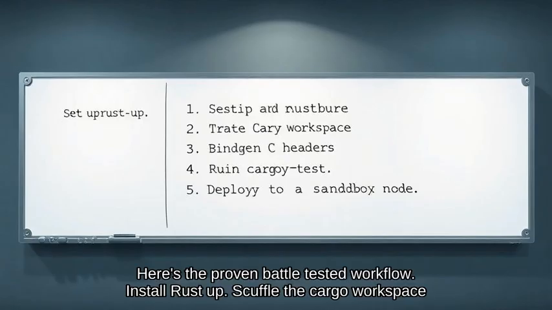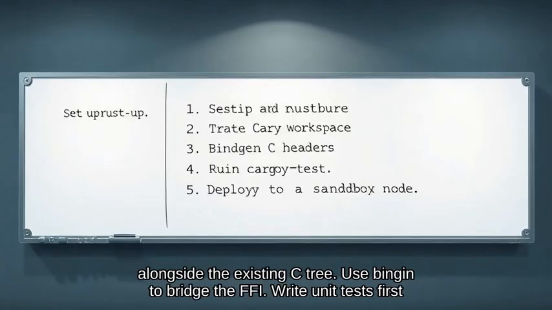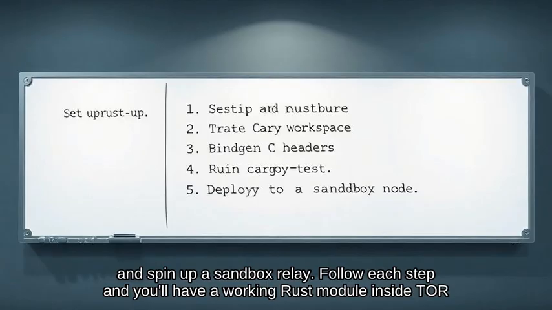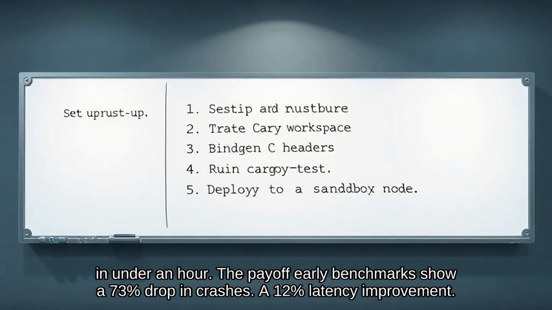Here's the proven, battle-tested workflow. Install rustup. Scaffold a cargo workspace alongside the existing C tree. Use bindgen to bridge the FFI. Write unit tests first, and spin up a sandbox relay. Follow each step and you'll have a working Rust module inside Tor in under an hour.